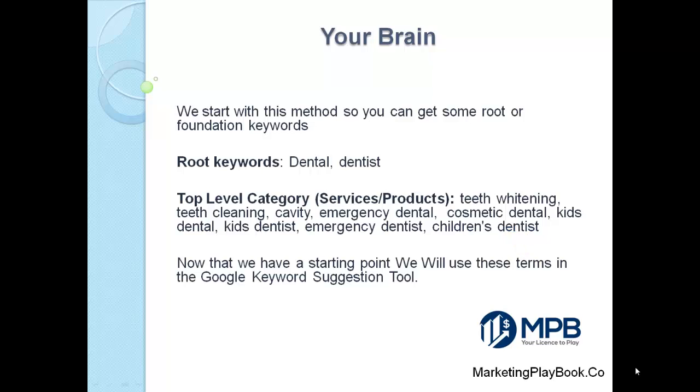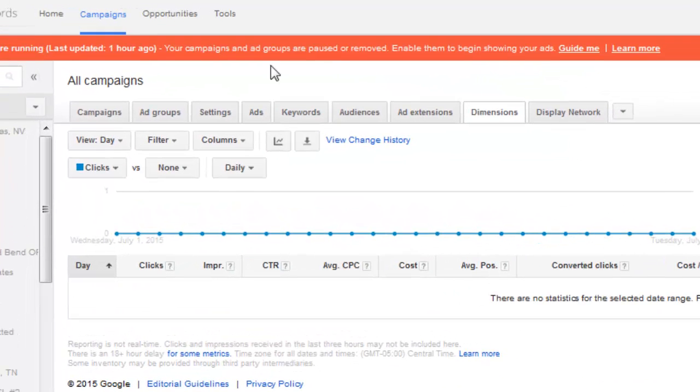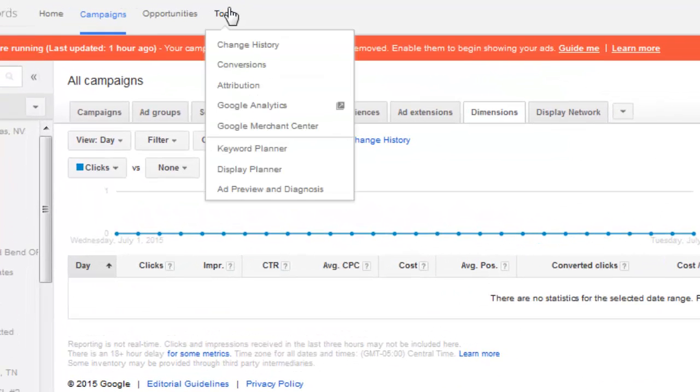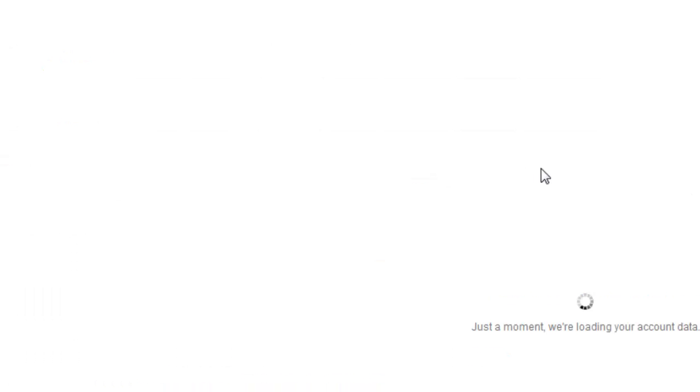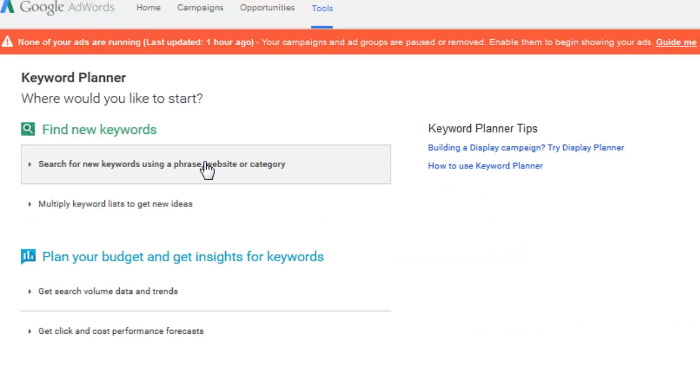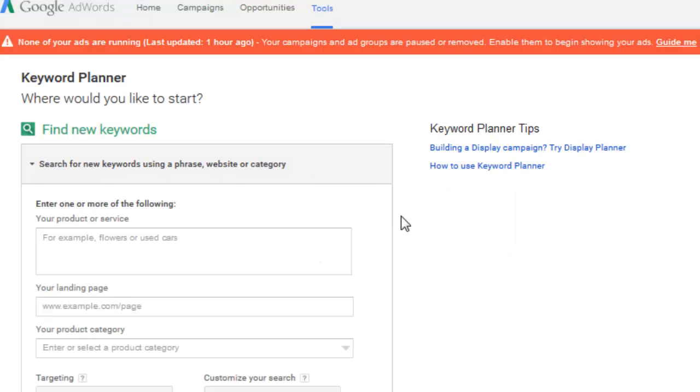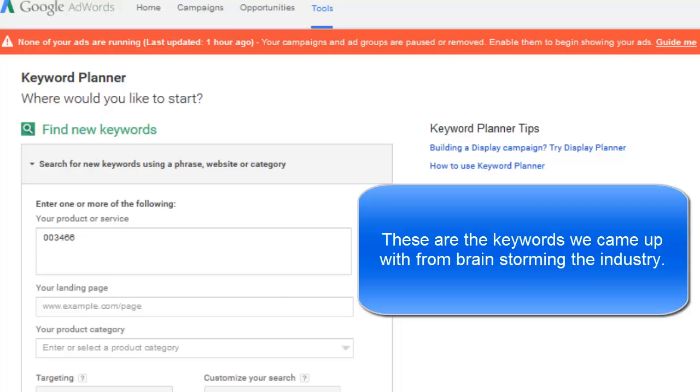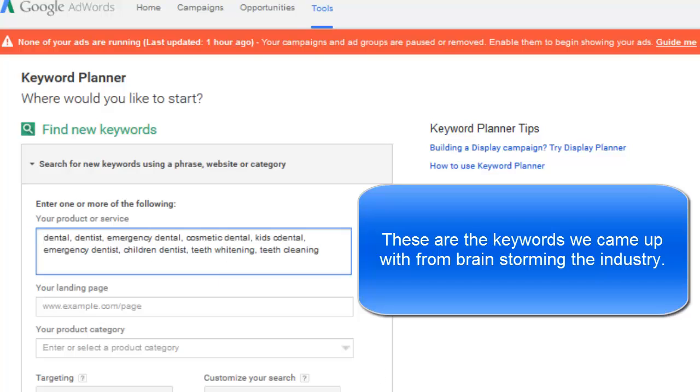And once you start your list, we can take this and input it into the Google Keyword Suggestion Tool. All right, so we're over on Google. We're going to go to Tools, or I should say AdWords. We're going to go to the Keyword Planner. Under Find New Keywords, we're going to search for new keywords and phrases. We're going to go ahead and paste in the keywords that we had before. And these are the keywords that we brainstormed real quick.